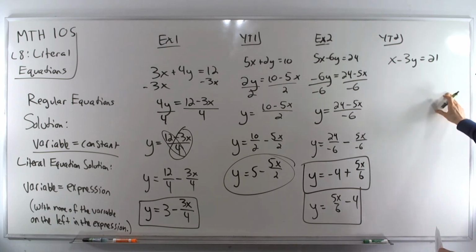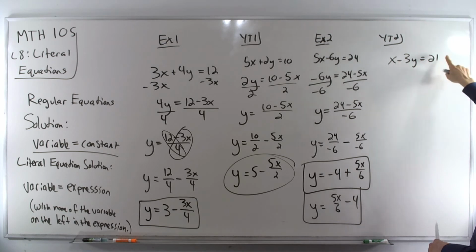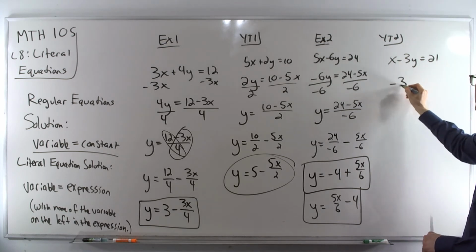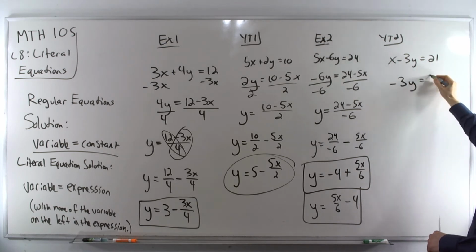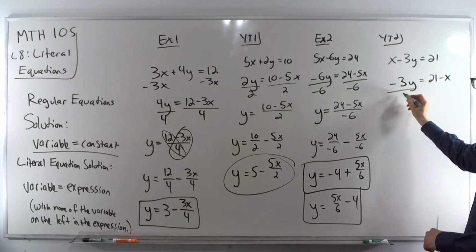Your turn, number 2. So we're solving for y, so we're going to move that x over here. The negative stays with the 3y. Now we can divide both sides by negative 3.